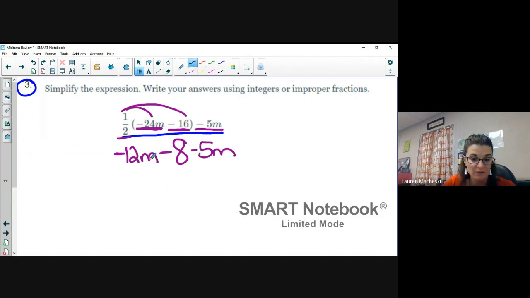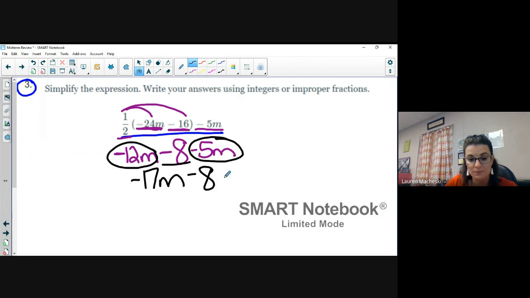Can I simplify it further? Do I have more like terms? -12 minus 5. So -12 minus 5 is -17m. And just put the -8. Remember, you can't subtract those. They're not like terms. So that is it. You are done. -17m minus 8 is your answer.